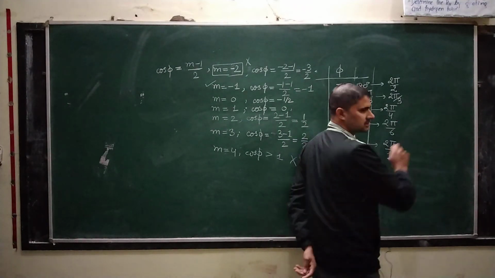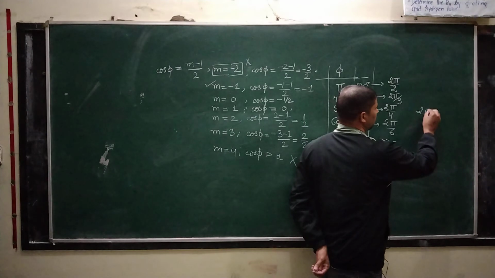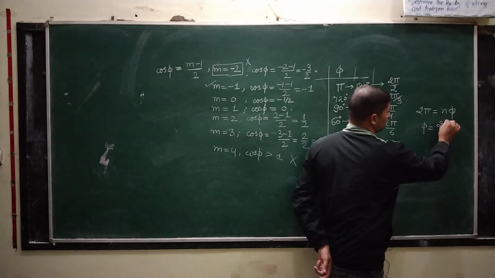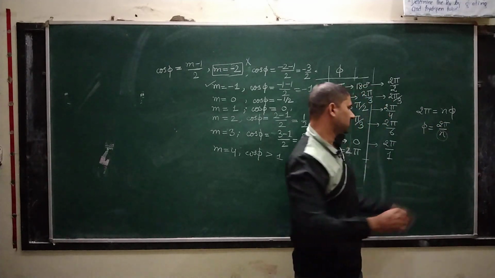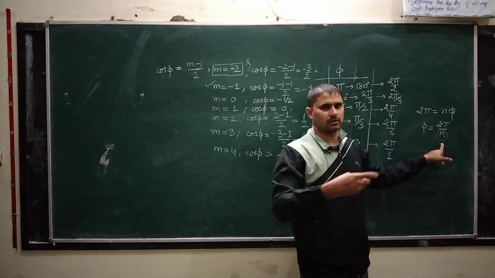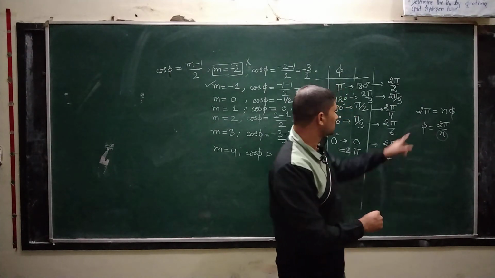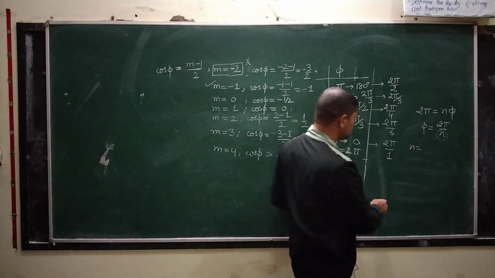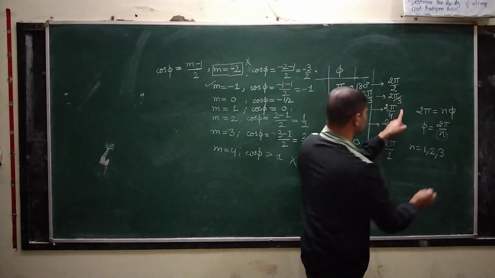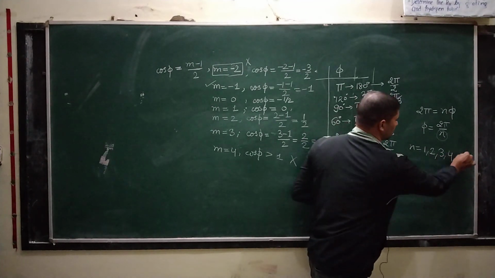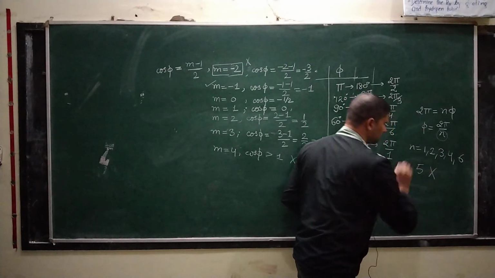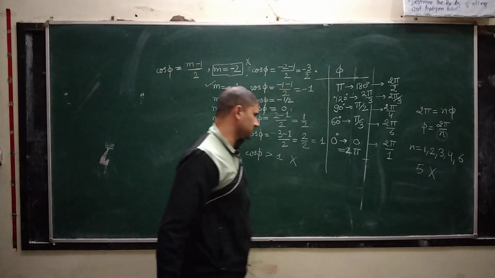Okay class, you have seen the general formula in rotation, that the angle 2 pi is an integral multiple of phi. If you rearrange this, it is 2 pi by n. This is the factor which tells you how many folds of symmetry an axis can have when you apply the rotation symmetry operation. Here you can see the allowed values of n: 1, then 2, then 3, then 4, and then 6. So class, 5 is not there, so 5-fold symmetry is not allowed. This is the end of the lecture. Thank you class.